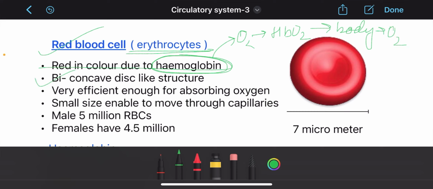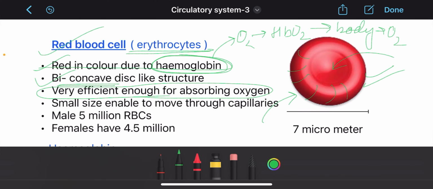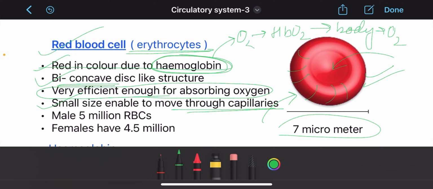Now the structure of a red blood cell is biconcave, that means it has two concave surfaces, one at the front and one at the back, and it is thick towards the periphery. This type of structure of RBC makes it very efficient for absorbing oxygen due to the presence of a larger surface area. The smaller size enables it to move through the capillaries, that is 7 micrometer in diameter and 2 micrometer in thickness. In males, about 5 million RBCs are found, and in females, about 4.5 million.